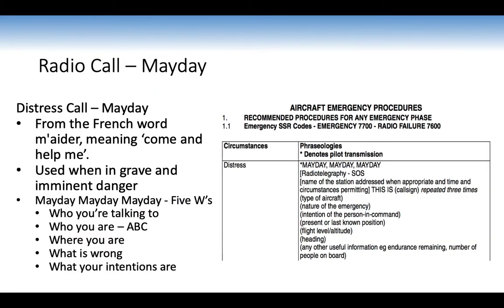So, distress call: Mayday, from the French meaning "come and help me," used when in grave and imminent danger. The structure is Mayday, Mayday, Mayday, then the 5 Ws: who you're talking to, who you are, where you are, what is wrong, and what your intentions are. So: Mayday, Mayday, Mayday, Sydney Centre, Cherokee Alpha Bravo Charlie, 15 nautical miles west of Bankstown Airport, 2 POB. We've had an engine failure, and we're doing a forced landing and an immediate landing as well. The structure is in the ERSA, so you can look it up, and we'll be practicing the radio call over the intercom.